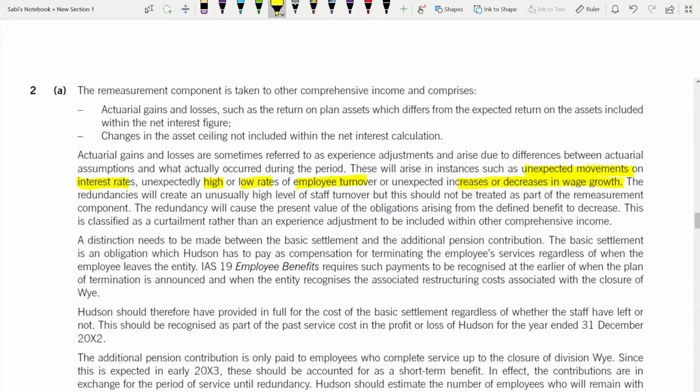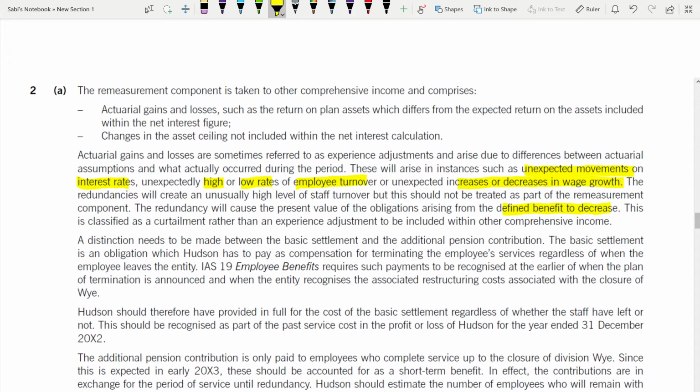The redundancy will cause the present value of the obligations arising from the defined benefit to decrease. Exactly. Because of redundancy, since most of the employees are now leaving, what happens? Your present value of the obligation, what you are obligated to pay your staff as benefit, will reduce because staff are leaving. The staff who are leaving, you don't have to pay them. That's why the defined benefit will decrease with the redundancy. The present value of the obligation arising from the defined benefit will decrease.